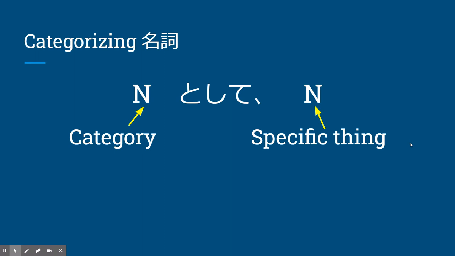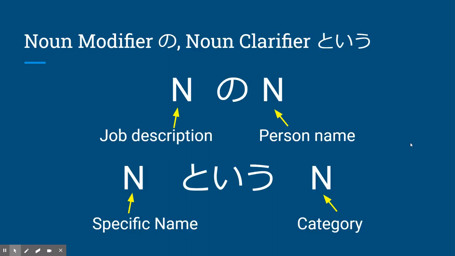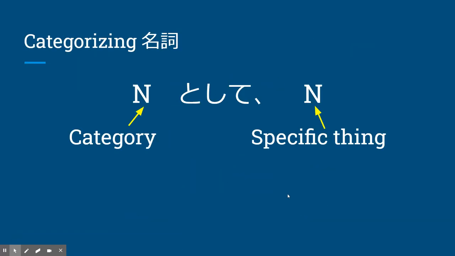So, for example, we might say kudamono is my category. My specific thing is ringo. I might say kudamono toshite ringo wa oishii desu. Kudamono toshite watashi wa ringo ga ichiban suki desu. So kudamono toshite something ga blank. How about 私は野菜としてトウモロコシが一番おいしいと思います。So categorizing with 名詞 in this way is not specifically a name like the one before. Specific name is more of a 名前 because we use toyu versus toshite, which would be a category of something with a specific object or thing.